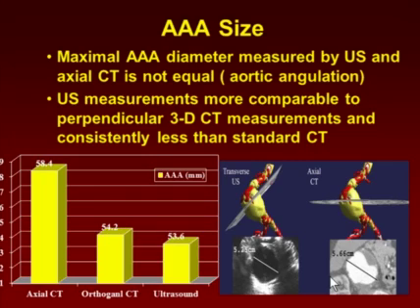Now, I talked about how important it is to do accurate measurements, and we know that maximum aneurysm diameter measured by ultrasound and standard axial CT is not equal. And that's due to aortic angulation. Many times as people get older, the aortic neck will angulate, particularly when people begin to get a little bit shorter. It almost becomes redundant.